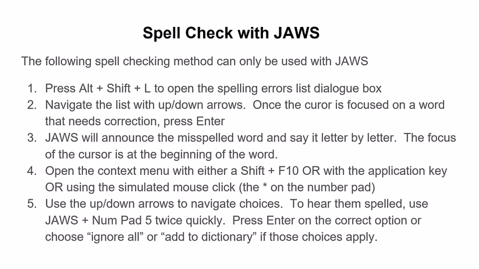With JAWS, there is one method that can be used only with JAWS. It's sort of a simplified method, and it may be helpful to use that with a student. If you press Alt plus Shift plus L, you'll open the Spelling Errors List dialog box. Navigate that dialog box with your up and down arrows, and once the cursor is focused on a word that needs correction, press Enter. JAWS will announce the misspelled word and say it letter by letter. The focus of the cursor will be at the beginning of the word.